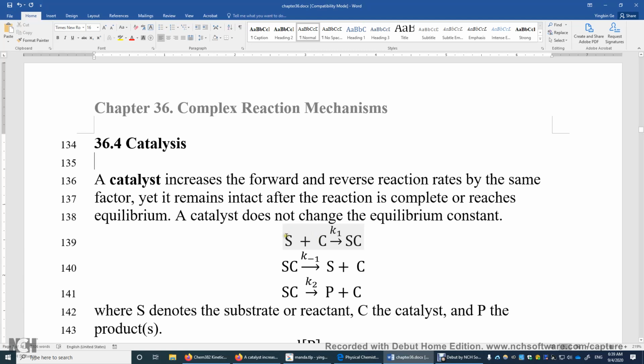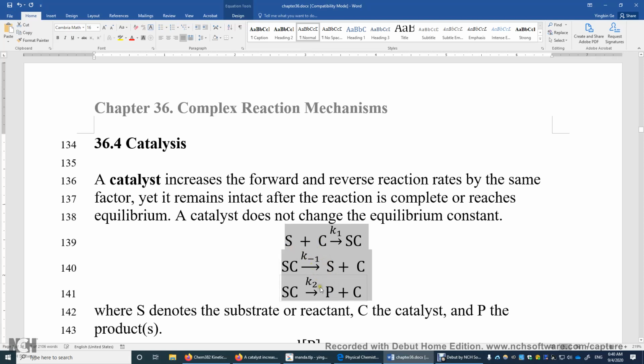Here is a typical mechanism for a catalyzed reaction from S to P. S denotes the reactant or substrate. C is the catalyst. SC is the intermediate complex formed by S and C. And then P is the product.